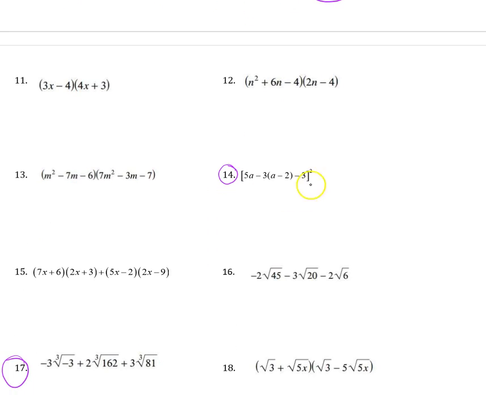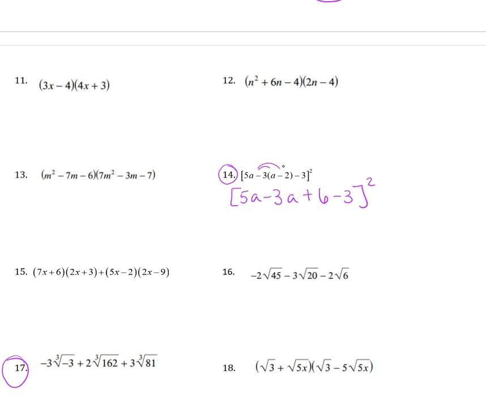Okay, we had a question like this, or very similar to it, with the double brackets on our quiz, and some of us struggled a little bit with that. Clean up your parentheses first. Think of your order of operations. You want to clean up the inside part and then take care of the outside part. So I have 5a minus 3a plus 6 minus 3, and that's still all being squared. So all I did was distribute the negative 3.